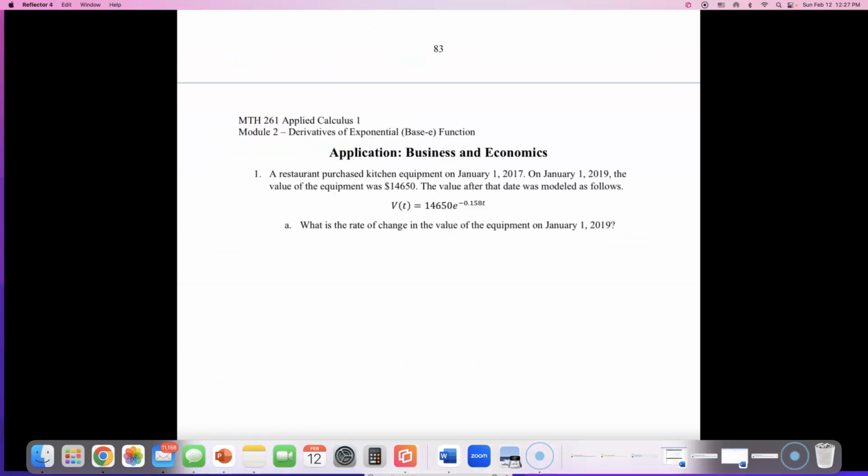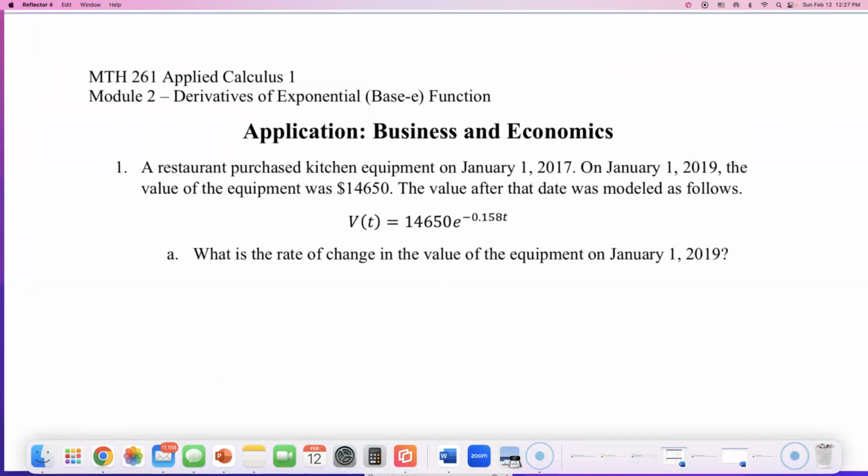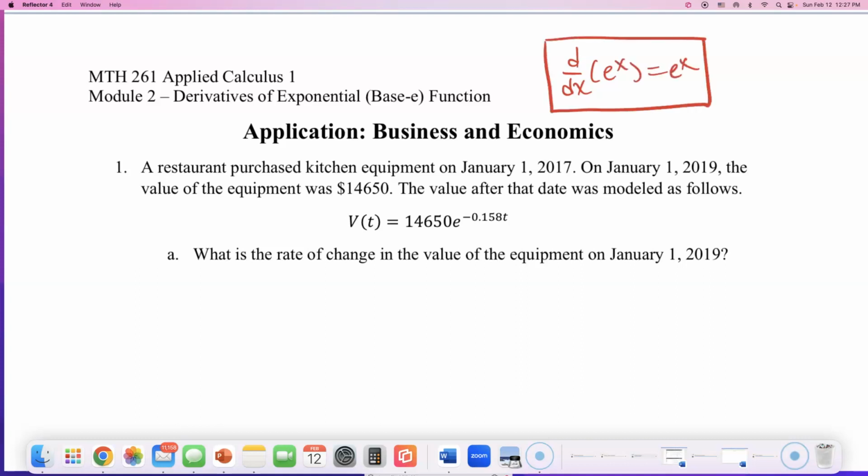I prepared two application problems that have to do with this new rule that we talked about in this section, which is that the derivative of e to the x is equal to e to the x. So that's the only thing new we learned in this section, and some more fancier versions of that. But let's remember this and solve this application problem.